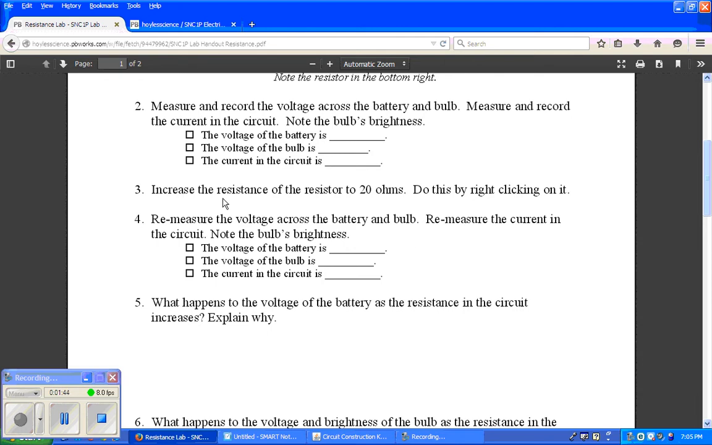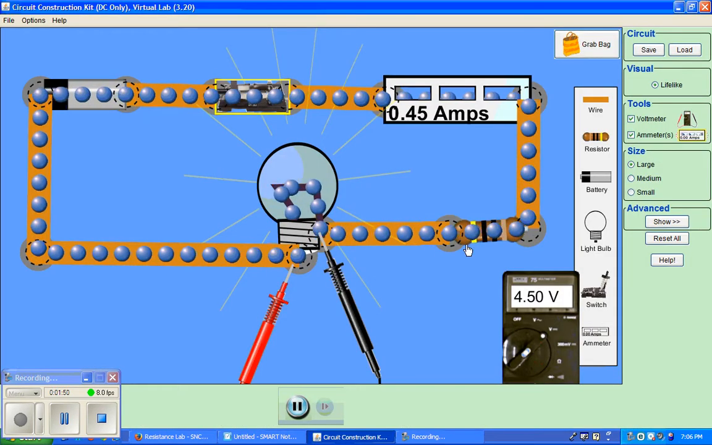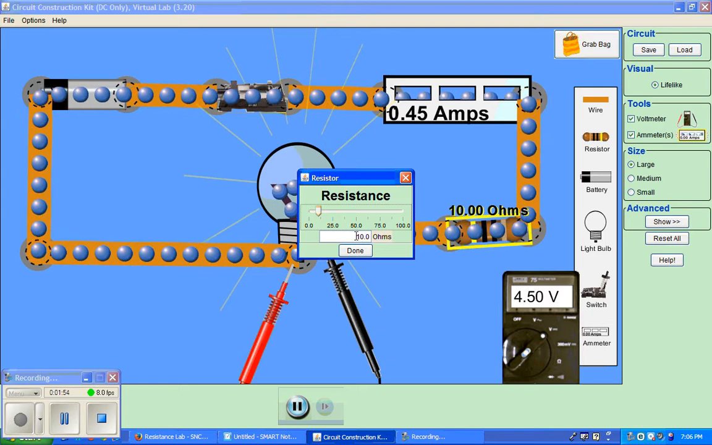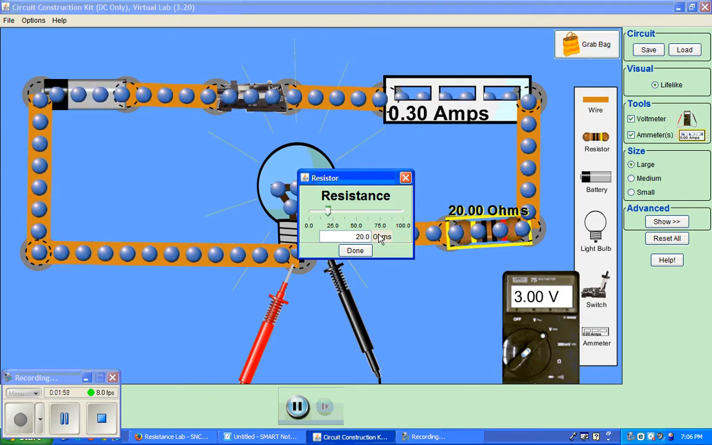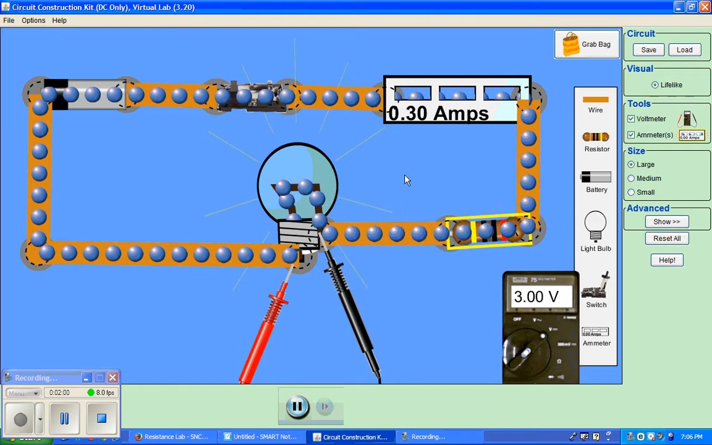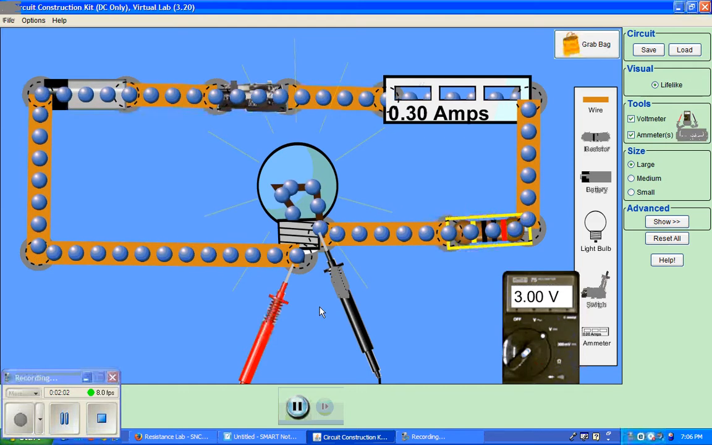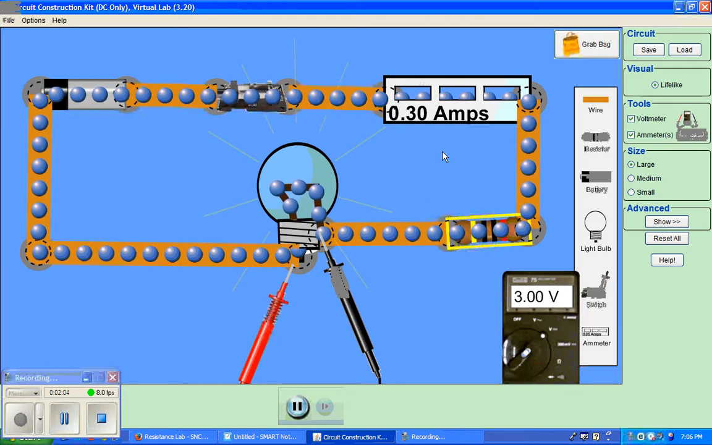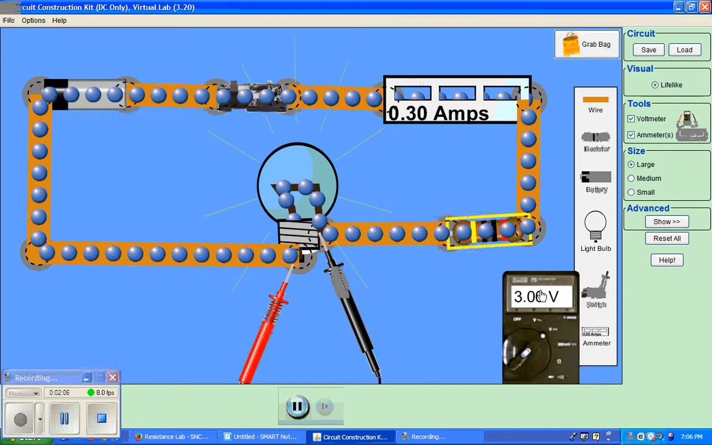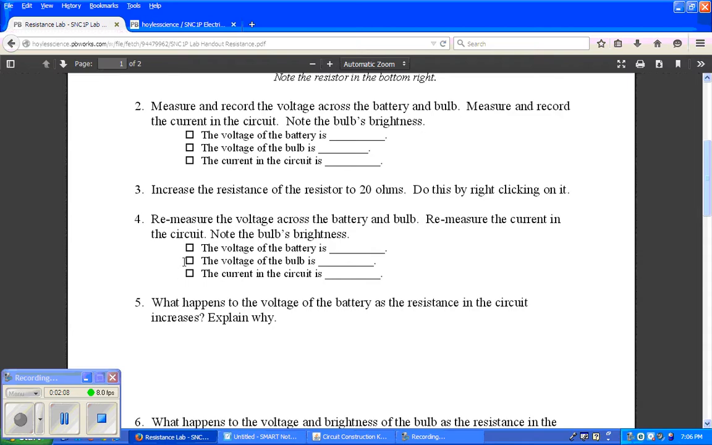Step number 3 says increase the resistance of the resistor to 20 ohms. Do this by right-clicking on it. So let's go back here. There's our resistor right there. Let's right-click that, change the resistance, highlight 10, and type in 20 instead. Click Enter, and let's look at our circuit now. Some things have changed: current, bulb brightness, voltage, that sort of thing. So let's move on to step 4.